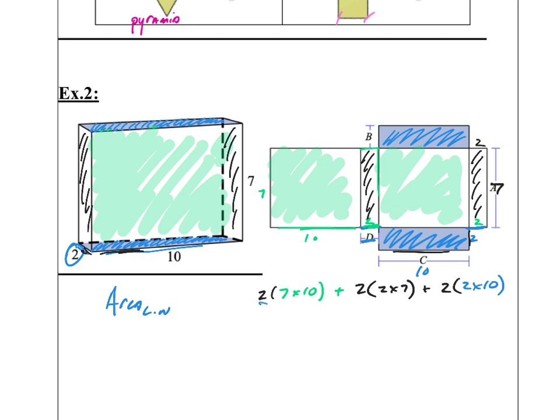So we have 2 times 70, which is 140 square units, plus 2 times 14, which is going to give us 28 square units, right? And then we're going to have 2 times 20, which is 40. Okay, so we're going to add these together. So that's going to be 140 plus 68, so 208 units squared.